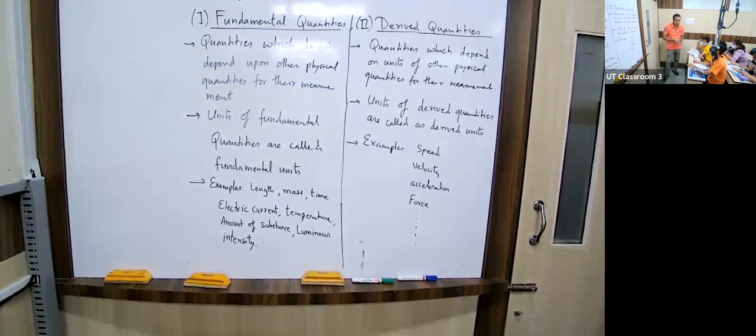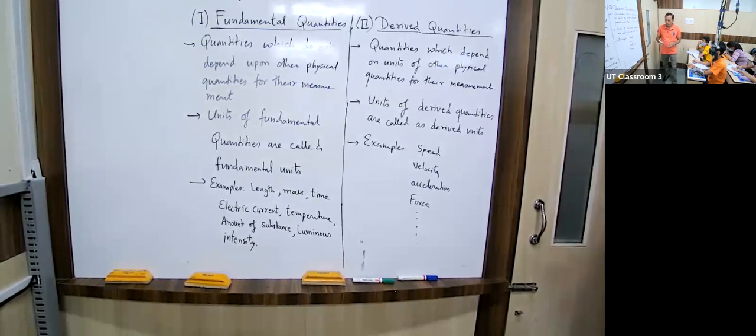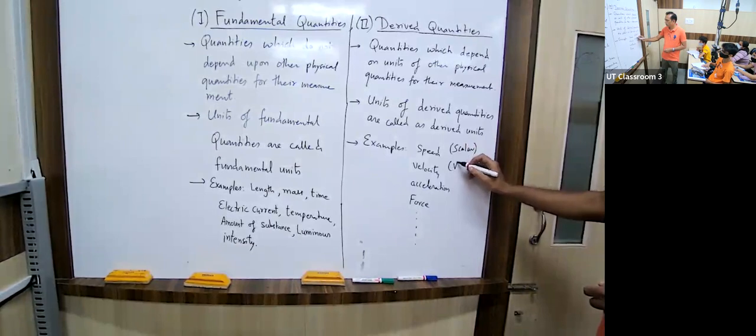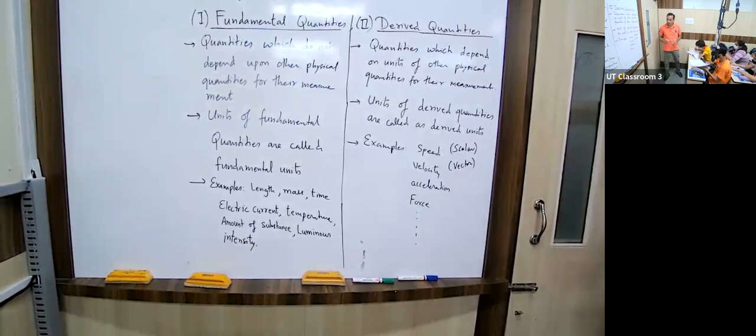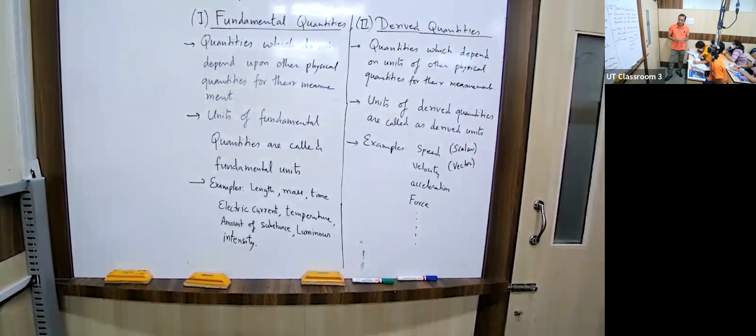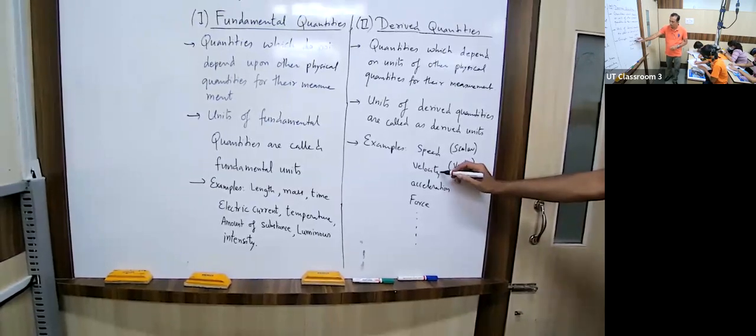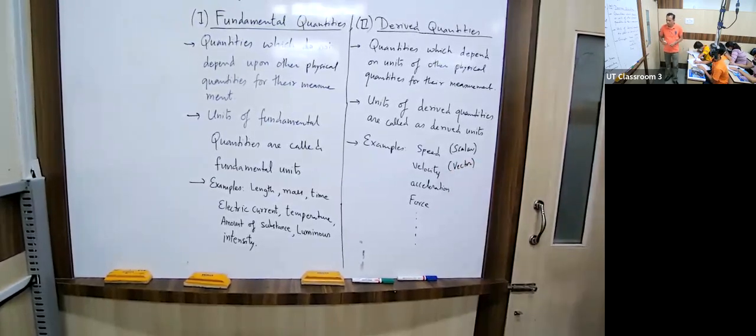Speed and velocity are the same? No, speed is scalar, whereas velocity is a vector quantity. To describe speed, we don't need the information on direction, whereas in velocity, you need information on direction also. Right? So it's a vector. Like velocity, acceleration, force, all of them are vectors.